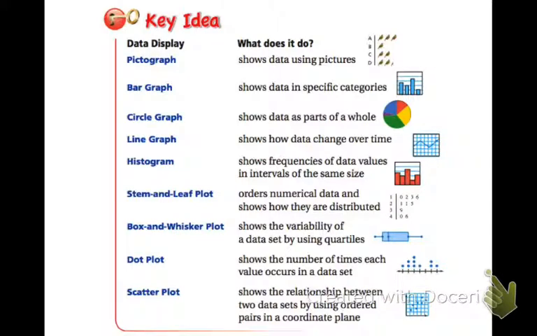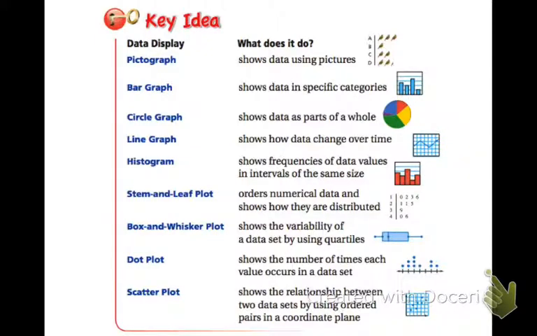Bar graphs show data in specific categories. Circle graphs will show data as parts of a whole, so anything that can be broken up into a fraction or percent. Line graphs will show data change over time. Histograms will show frequencies of data values in intervals of the same size. So the reason the bars are touching is because that interval is consecutive.